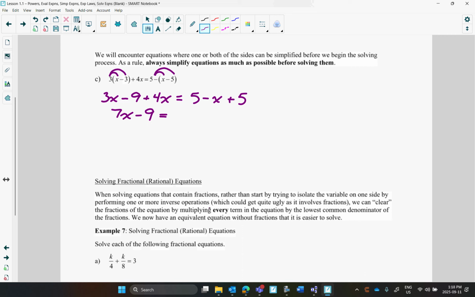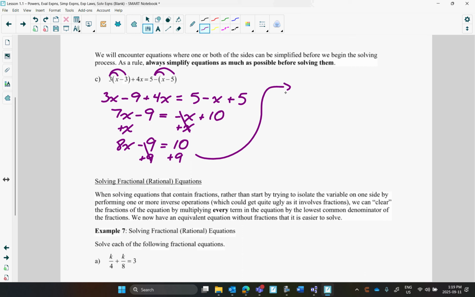Don't start moving things yet until you simplify everything. Can I simplify this side? Negative x plus 10. Now, let's get the x's together. So I'm going to add x, and I get 8x minus 9 is equal to 10. And now we're down to a two-step equation again. So add 9, and I get 8x is equal to 19.